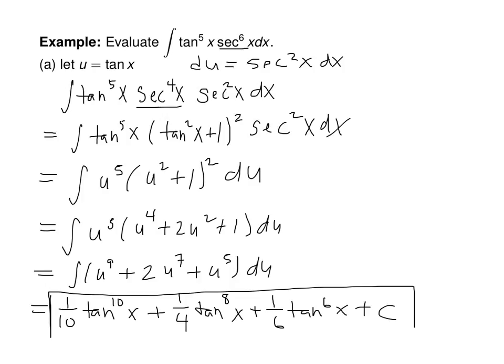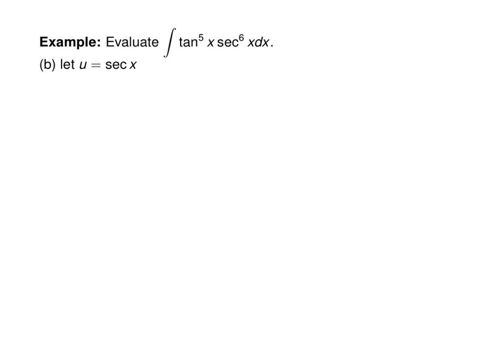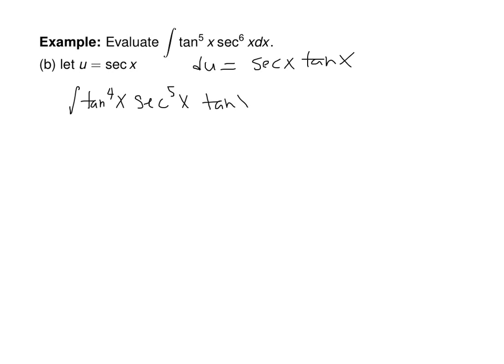To me, that's the more obvious substitution, but there is another way. You can actually also u sub for secant, and let's look and see how that works and how it's a little bit different, but the answer is actually. So if we let u equal secant, du is secant x tan x. So I have to save both a secant and a tan. So this becomes the integral of tangent to the 4th x, secant to the 5th x, times tan x secant x dx. So this part's saved to be my du.